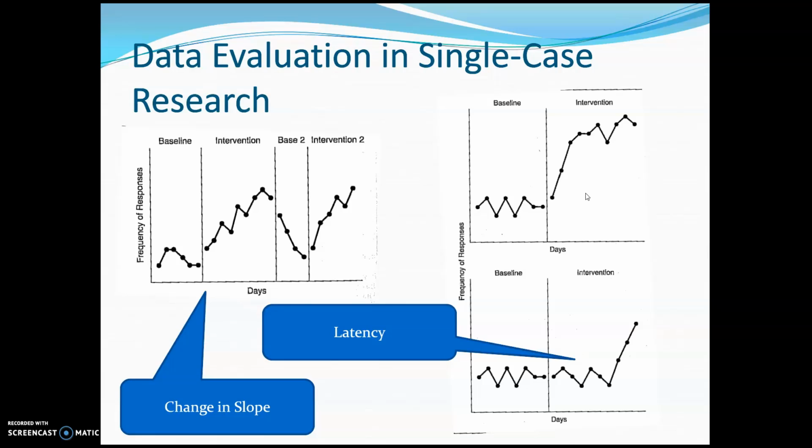Change in slope is exactly as it sounds. If we look at baseline 1, we're seeing a flat line, basically a flat trend. When we look at intervention 1, we see an upward trend. Baseline 2, we see a stark downward trend. And then in treatment phase 2, we see a stark upward trend, right? So what we're looking for is how it is trending from phase to phase, and whether there's a change in that trend across each phase.